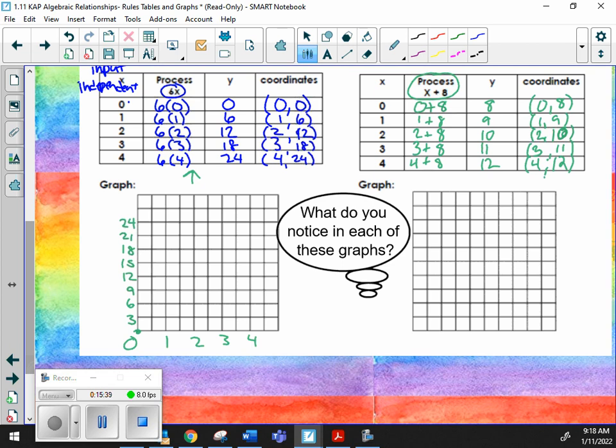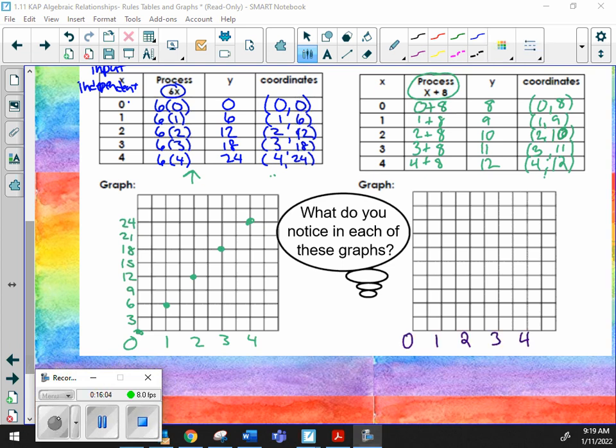All right, and then we can graph it. Graph those points right here. Write them out. Correct. Once you finish, go ahead and do that additive graph as well.